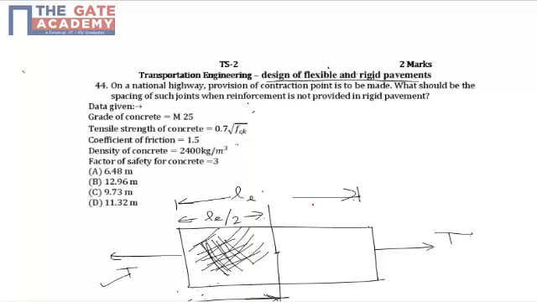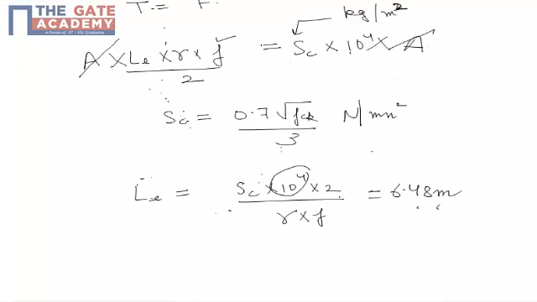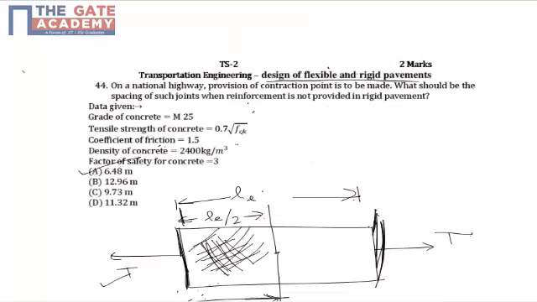It is very clear from the diagram that this LE is not only the length of that slab portion, but it also represents the center to center spacing between two contraction joints, where one contraction joint will be provided here and one contraction joint will be provided here. Hence the correct answer for this particular question is option A, that is 6.48.